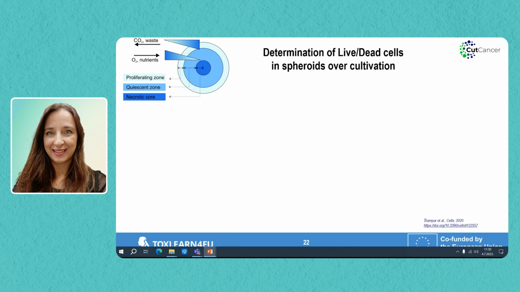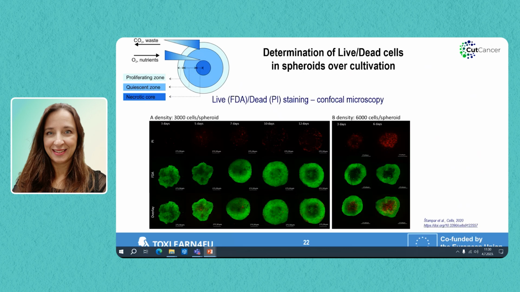Okay, so at the beginning I mentioned that usually some necrotic core is formed, and we have to see what is happening in our system. Do we have this necrotic core, because we don't want it? And now I'm back to these smaller and larger spheroids. This is for the 3,000 initial density, and here is the 6,000 initial density of cells.